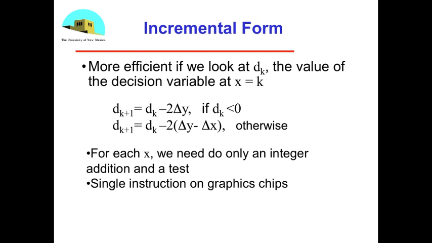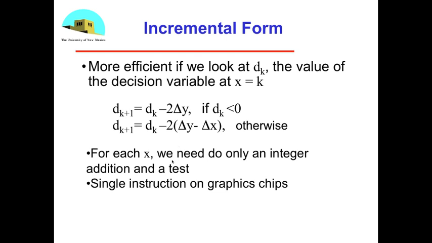They simply involve taking the previous value, and depending on whether it was less than 0 or greater than 0, I either increment it by 2 delta y, or I increment it by 2 delta y minus delta x, which actually can be positive. So this is fully integer. It requires essentially no work. Multiplications by 2 are just shifts. And so I have to do just this little subtraction over here and a test.